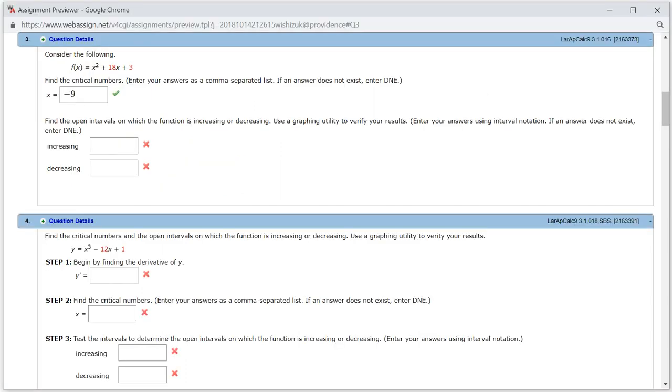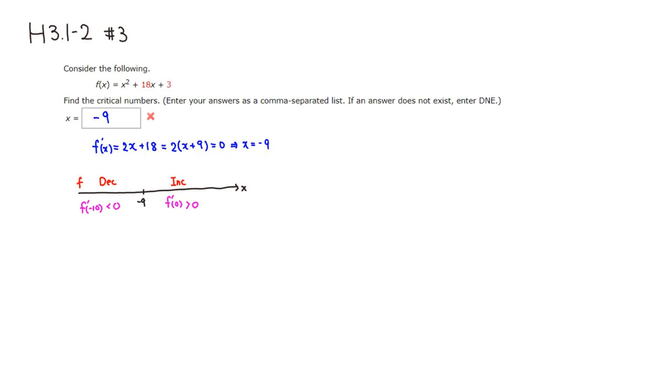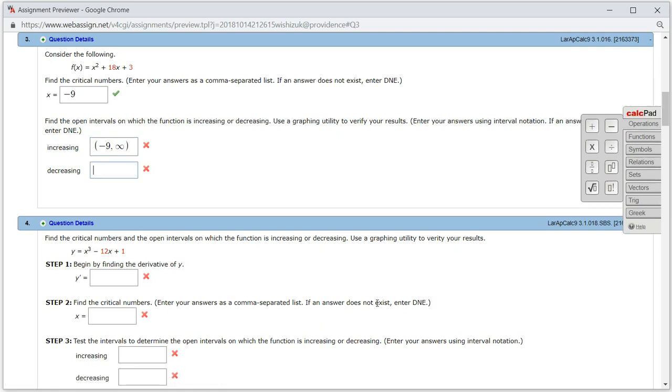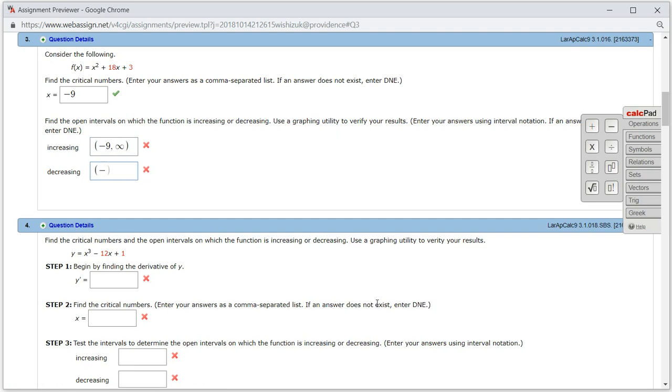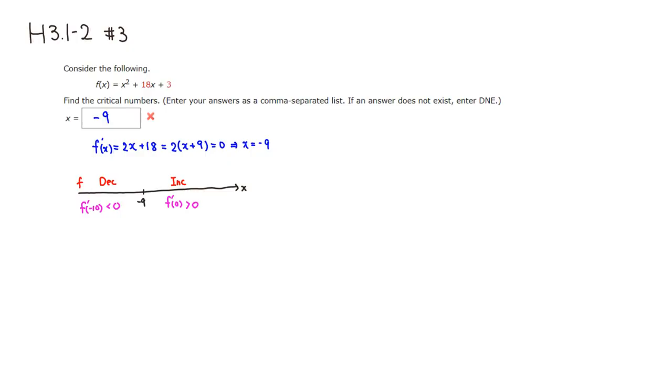All right, so let's type it in. Increasing, I actually forgot which one, increasing after negative 9. So it's going to be negative 9 to infinity. I'm going to choose the symbol and put infinity there. And the decreasing before, so it's going to be negative infinity, then go all the way to negative 9. Let's check the answer. It came back and looks like we got all of these correctly. All right, that's it. I hope that this was clear.